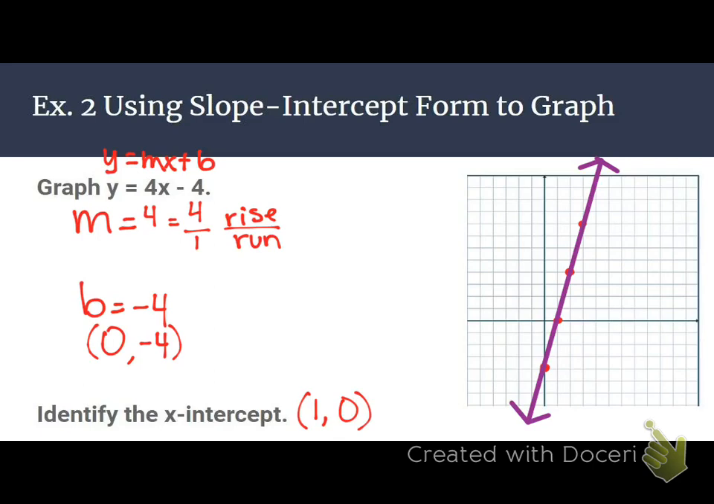Now, we didn't need the graph to find the x-intercept. We could have found it from our equation like we did on the last quiz. Plug 0 in for y, solve for x. But it should be easy to identify your x-intercepts once you have it graphed. Questions before we do the next one?